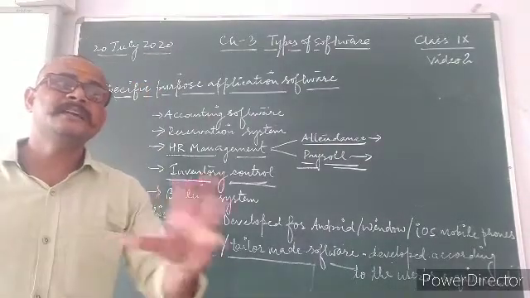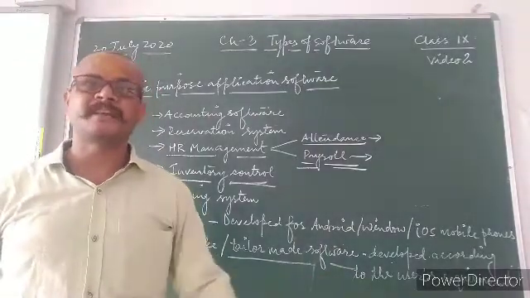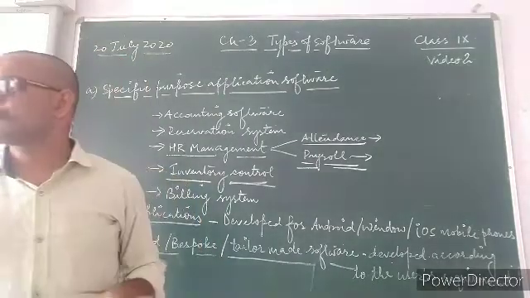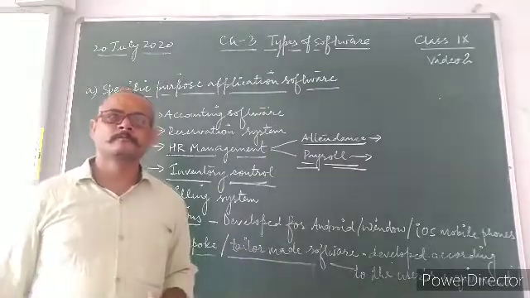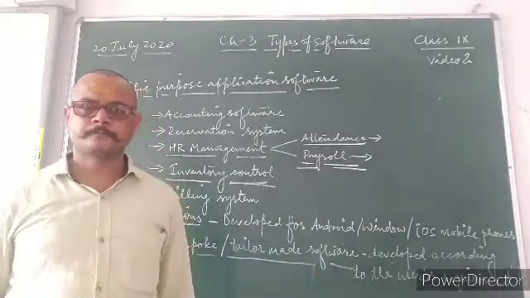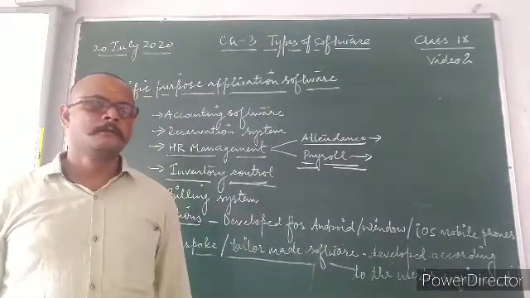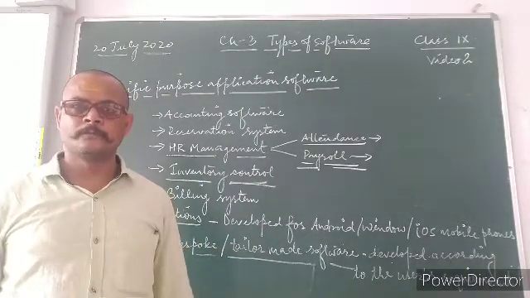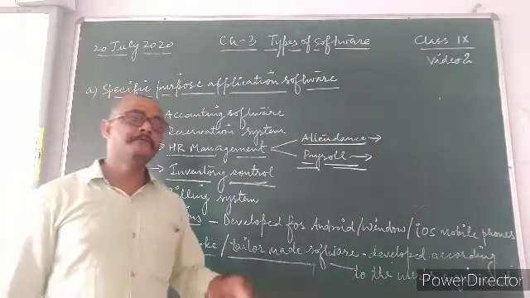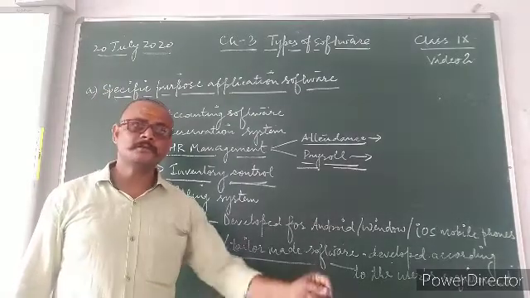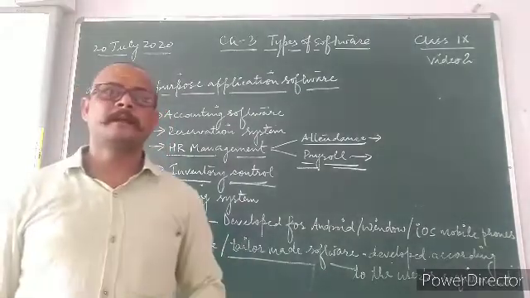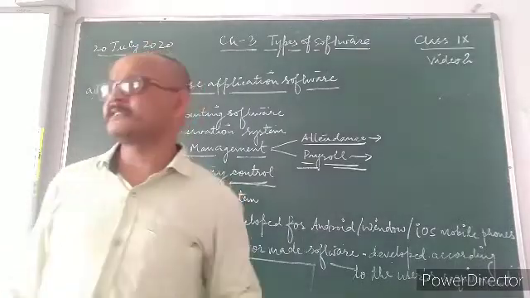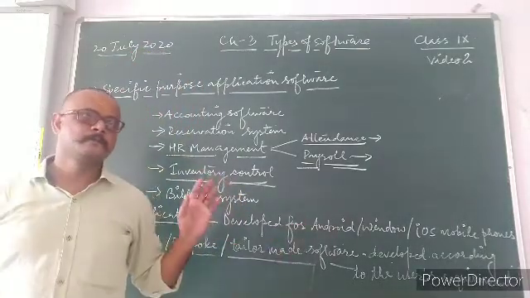Inventory means the things which are available at that place. For example, I am giving you the example of a car showroom. We want to purchase a car. We go to the showroom. The car is there, but it is just for the demo. And we choose that particular model, and we tell that salesman that we want this car.